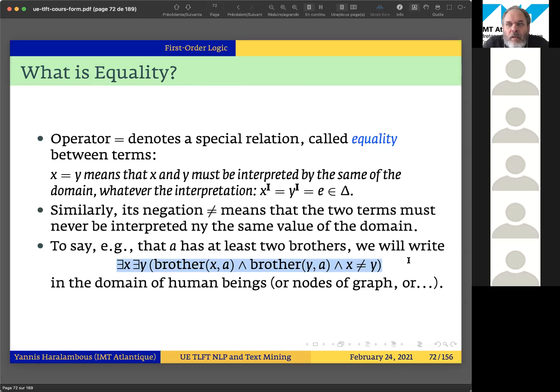Here, we didn't mention it. So it could be that A and X are interpreted by the same value. And in that case, A doesn't have two brothers because in one of the two predicates, X is equal to A. So to make this formula complete, I should also add: and X different than A and Y different than A.